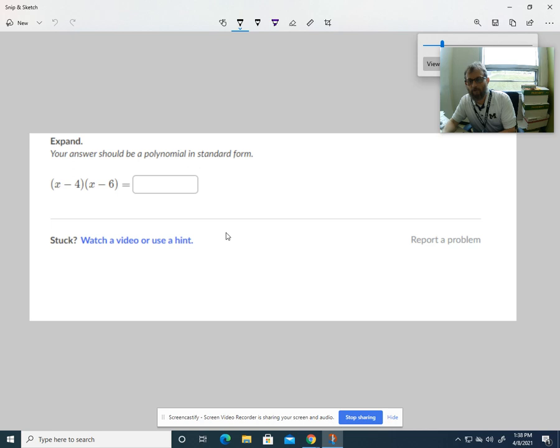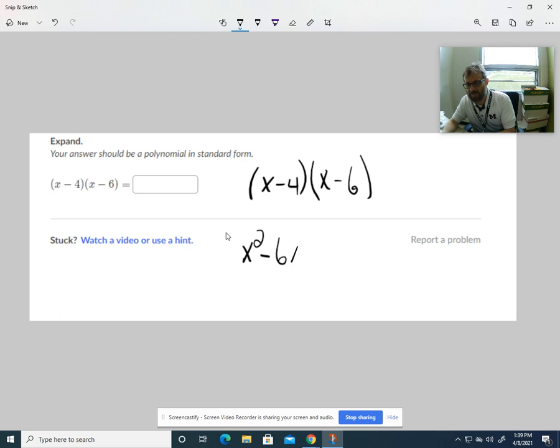But the other way to think of it is that really what you're doing is the distributive property, but you're doing the distributive property twice. You're taking this x and you're multiplying by x, that's x squared. Then you're taking the x and you're multiplying it by negative 6. So you get negative 6x.